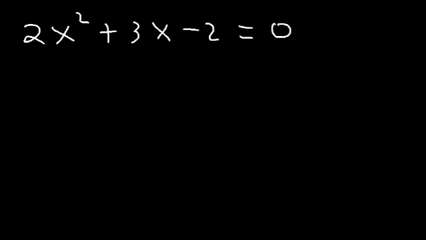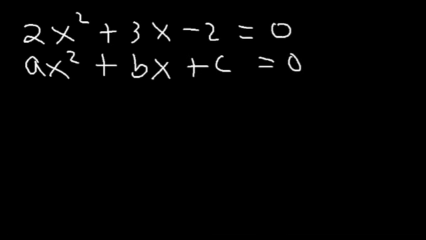Now sometimes, if you're having difficulty factoring an expression, you can always use the quadratic equation. So let's use the quadratic equation for the example that we just worked on. Now, this equation is called a quadratic equation, and it's in standard form, that's ax squared plus bx plus c. So therefore, you could see that a is 2, b is 3, and c is negative 2.